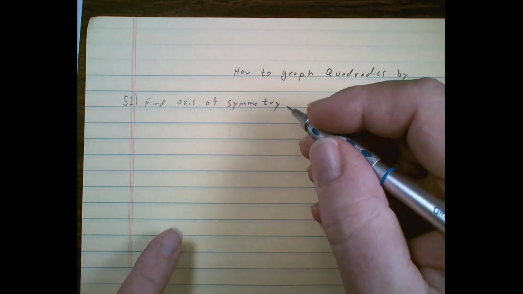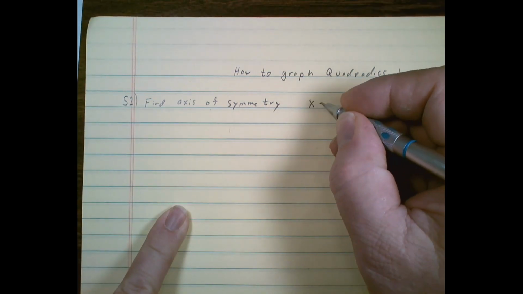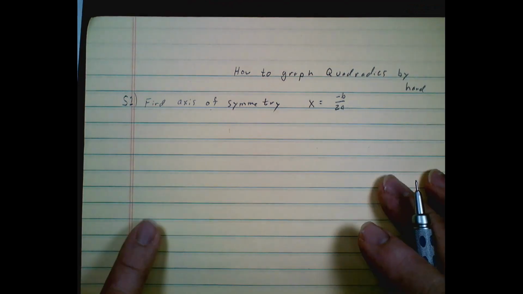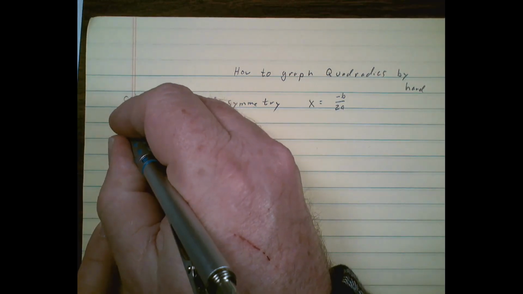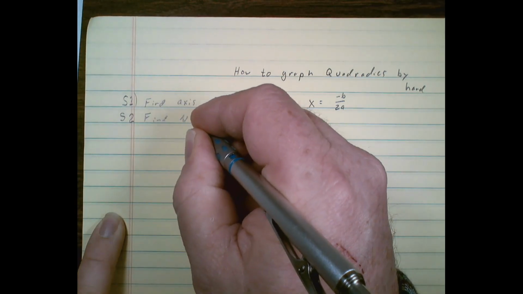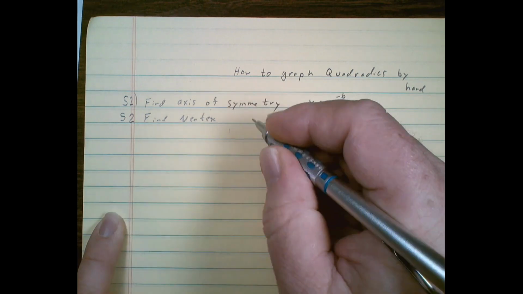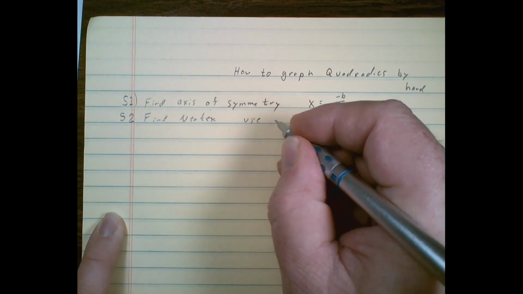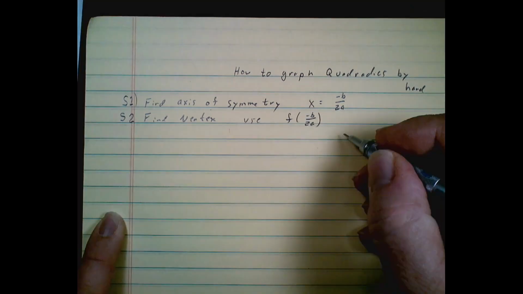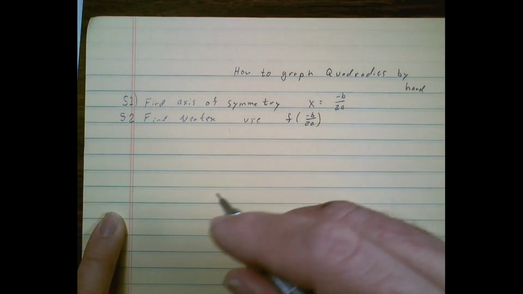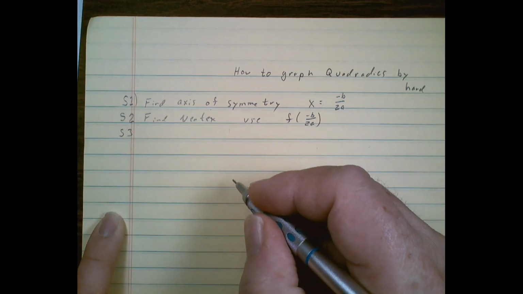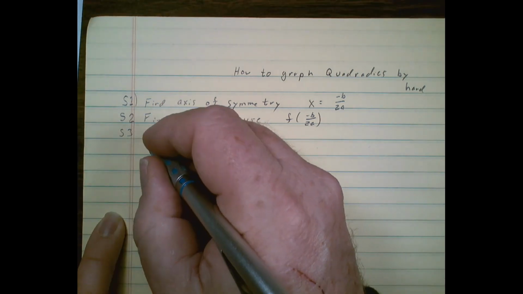And to do that, we're going to use x equals negative b over 2a, just like we did yesterday. Step 2, find the vertex. And we're going to use f of negative b over 2a, which will be easy because we'll know what this is. And then step 3, we need to put the vertex in a row.